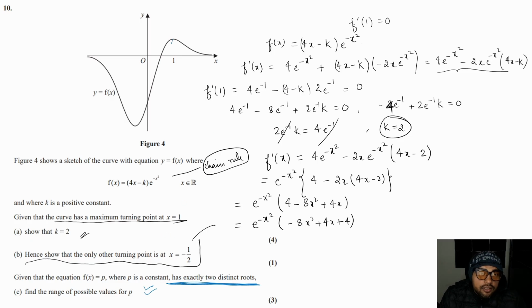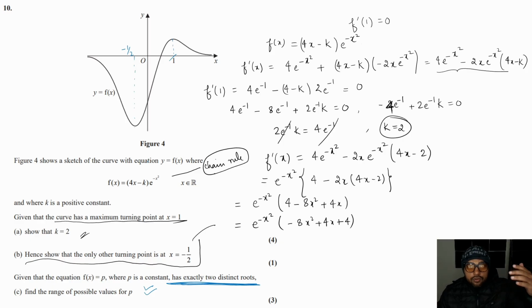Here you can see that one root is at 1, and the other root we have got is negative 1 by 2. So this is 1 and this is negative 1 by 2. For this range, we need to find the range of the possible values of p.